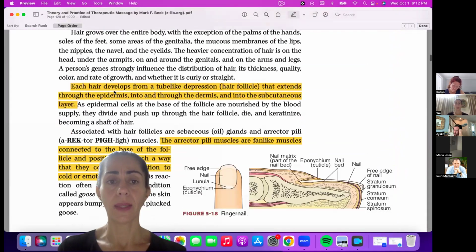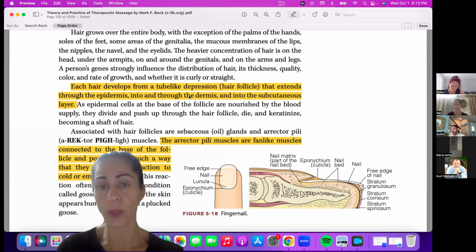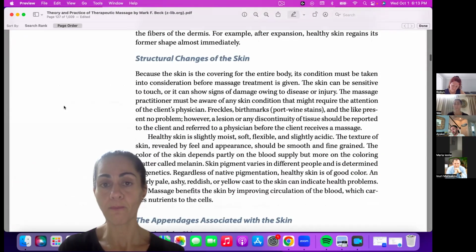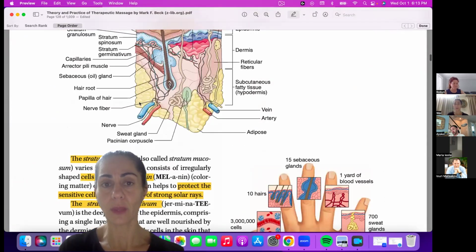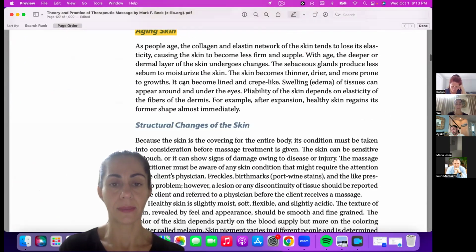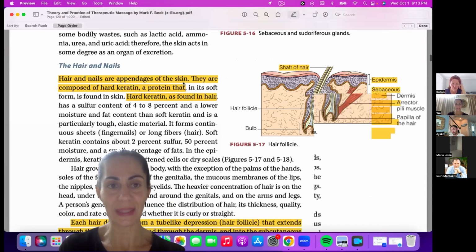Now, the hair develops from the tube-like depression, which we call a hair follicle, and extends through the epidermis into the dermis. So technically, it goes all the way from the dermis all the way out, and also through the subcutaneous layers. So the hair runs through all layers. We'll go up a little bit so you can see. The hair follicle stems right here. So it has connection in the subcutaneous layer throughout the dermis, and then, of course, it spreads out to the epidermis. So it's rooted like a weed in the skin.